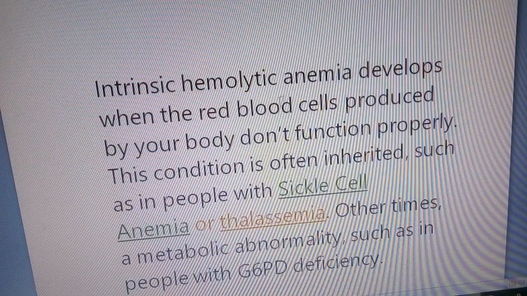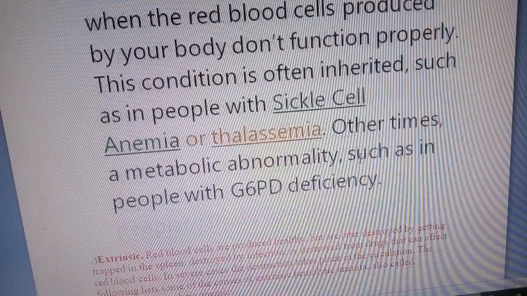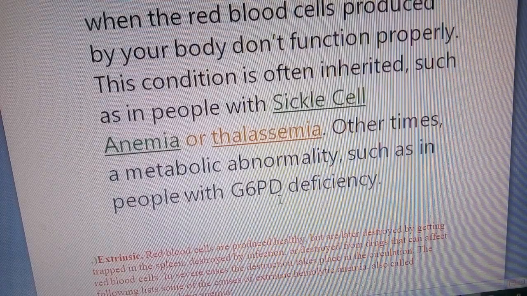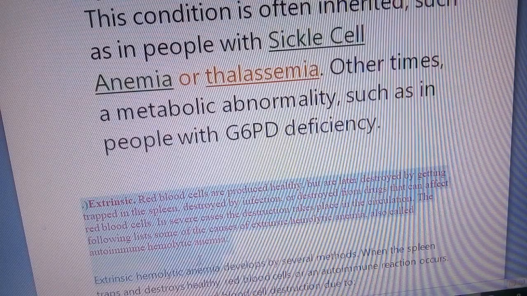Intrinsic hemolytic anemia develops when the red blood cells produced by your body do not function properly. This condition is often inherited, such as in people with sickle cell anemia or thalassemia. Others have a metabolic abnormality, such as people with G6PD deficiency.